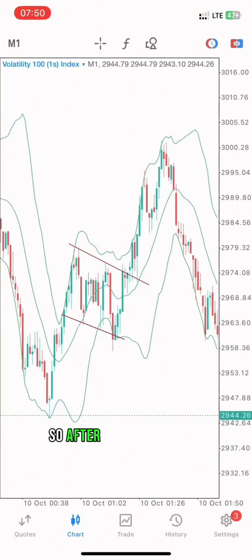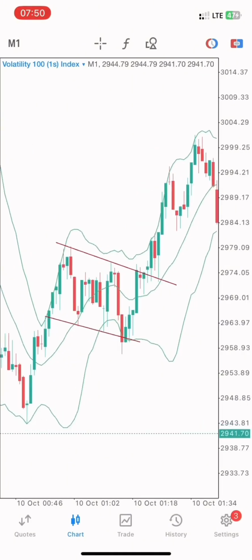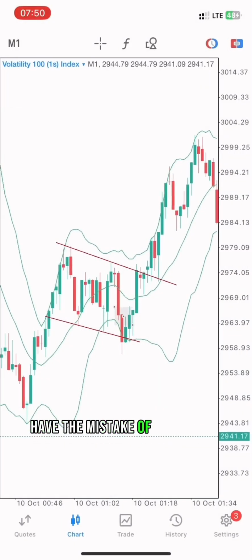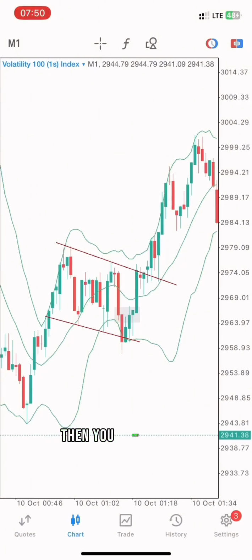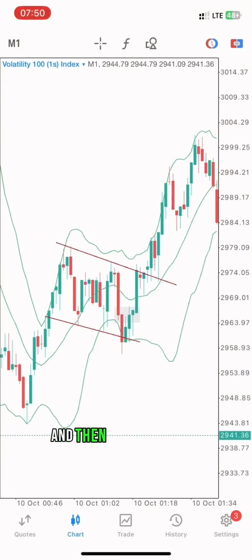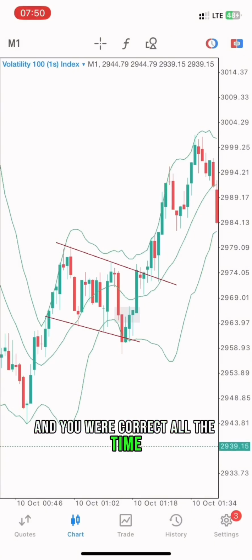So after you do this, then you know that you have a flag, right? Bollinger Band is not yet in use. Most of you make the mistake of entering a buy over there where I've put the shadows on the area. Then you enter and put a lot of position on full margin mode, and then it will go down. Then you blow your account and you wonder why. Then the trade will continue going up and you were correct all the time.